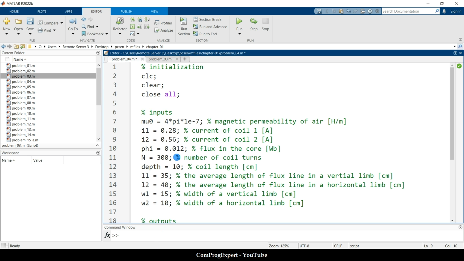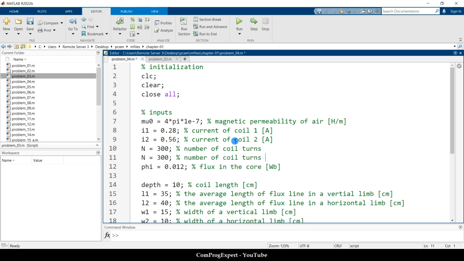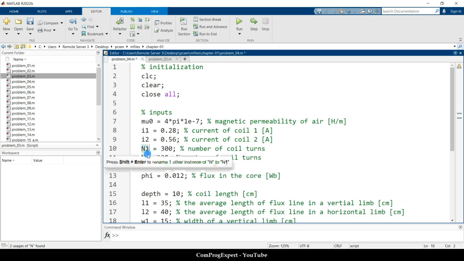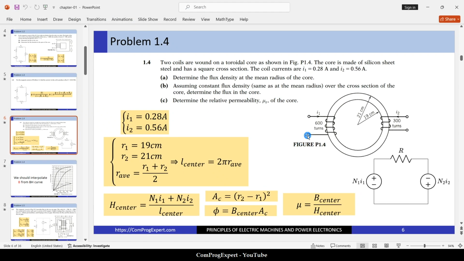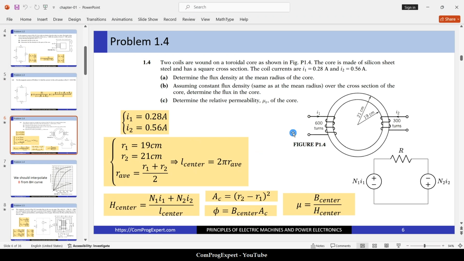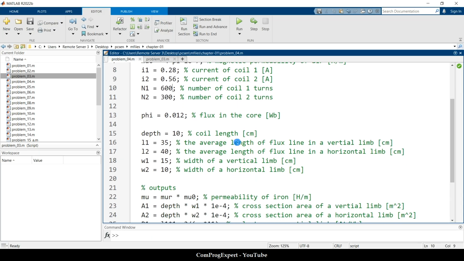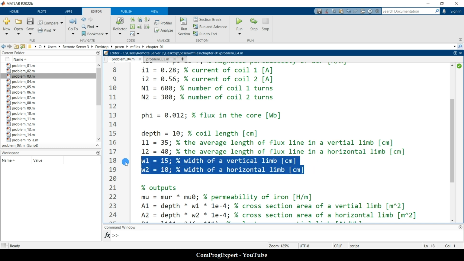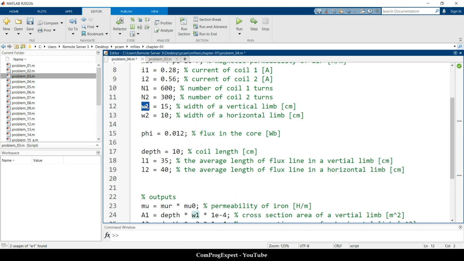0.56. We have N1 and N2. So this is N1 and N2. The number of coil 1 turns and coil 2 turns are 600 and 300. We have R1 and R2, 19 and 21. So we have these two parameters.